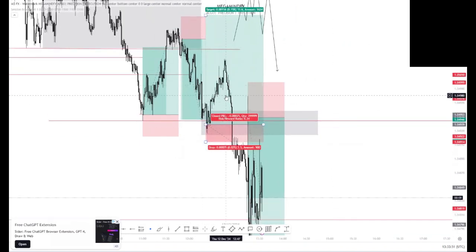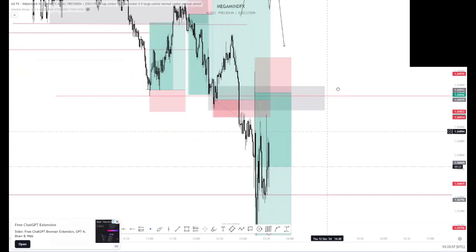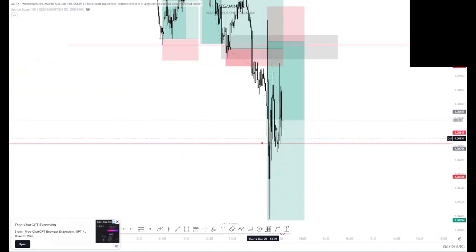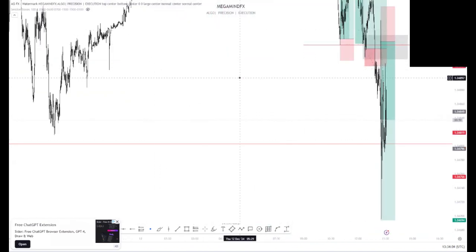And what happened? As soon as it broke here, I take the flip. That was why I sold from here. It's a flip. That's why I sold from here, and I sold from here to target external liquidity, H1 levels. Let's check that on the H1.